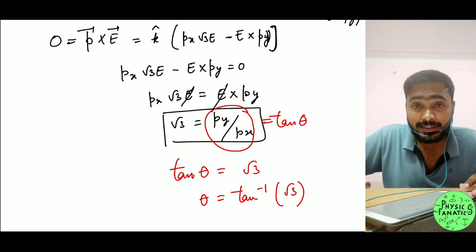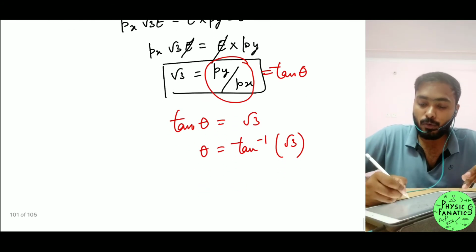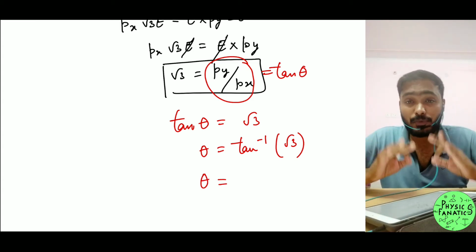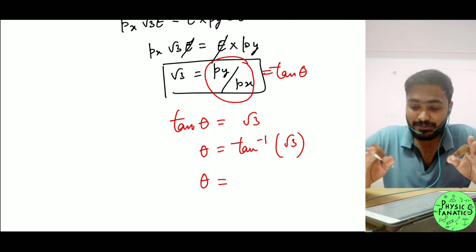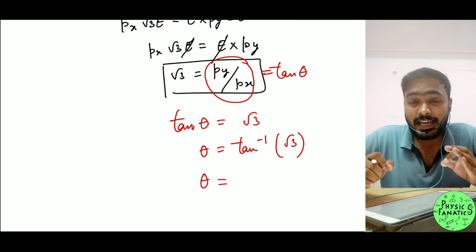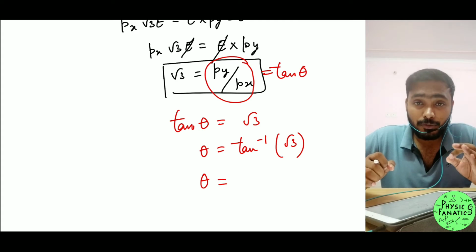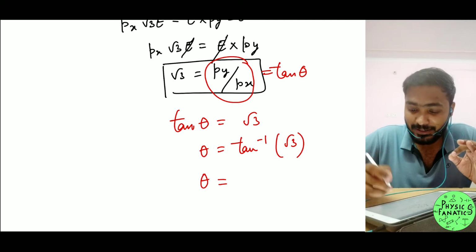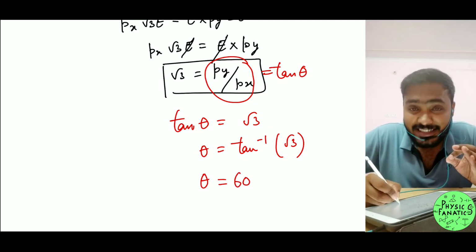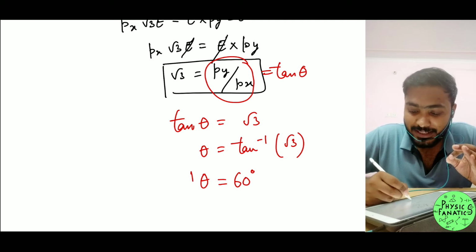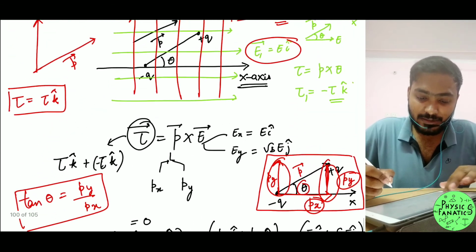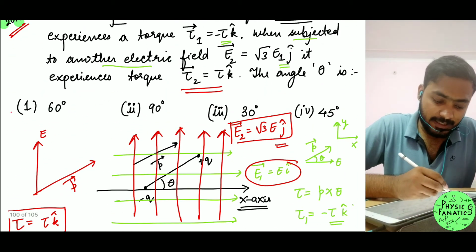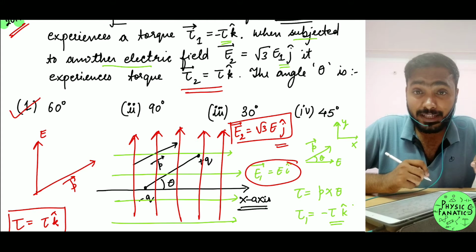Tan inverse root 3. Okay, so for what value of theta does tan have the value root 3? Just take some seconds and try to figure it out. I hope a lot of you might have got the answer, and the answer is actually 60 degrees. For 60 degrees tan has the value of root 3, right? So the answer is 60 degrees, that is option number 1. I hope that is understandable, right?